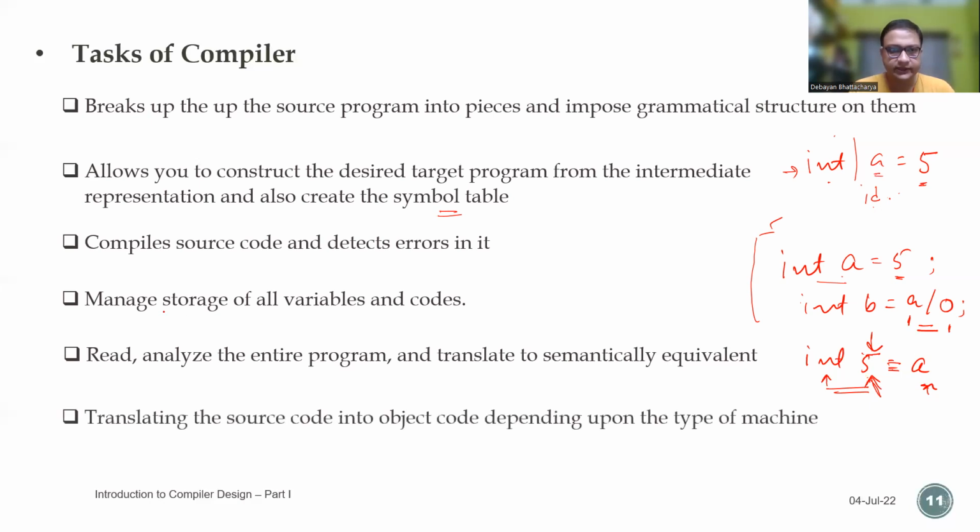And the last one is translating the source code into the object code depending upon the type of the machine. Obviously, whenever the compiler translates from high-level language to low-level language, the executable code or machine-level language must be hardware dependent. Okay, so this is the set of tasks which every compiler must follow.